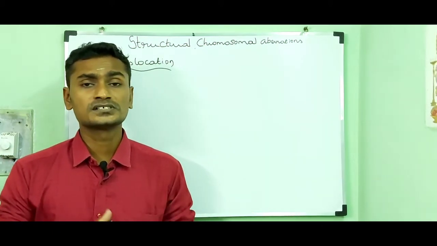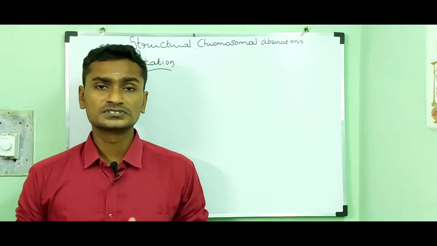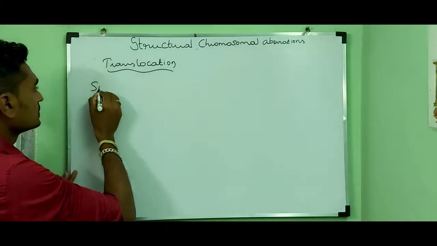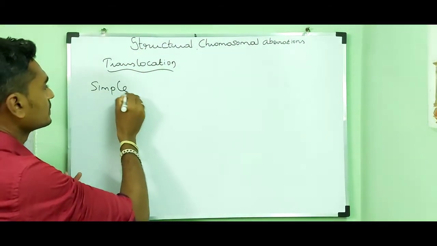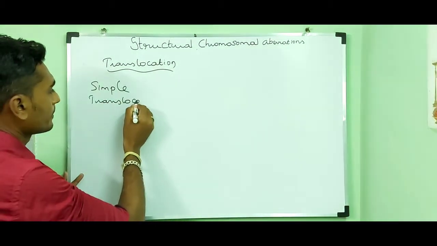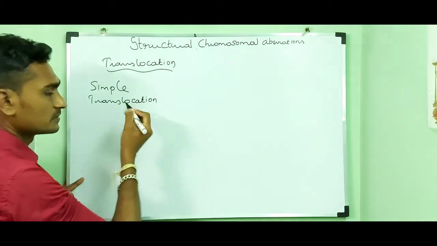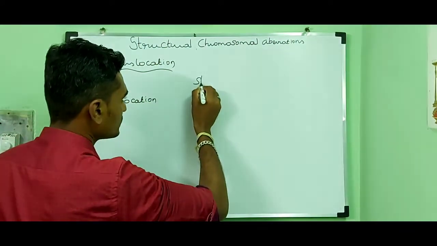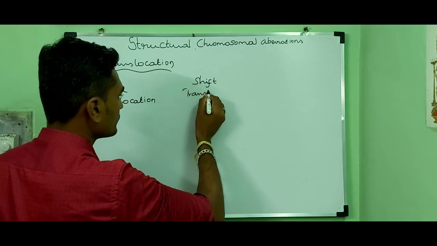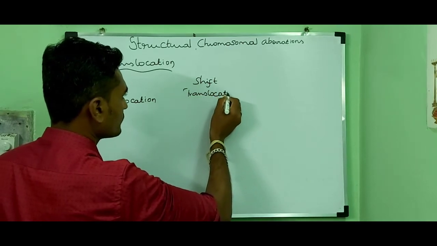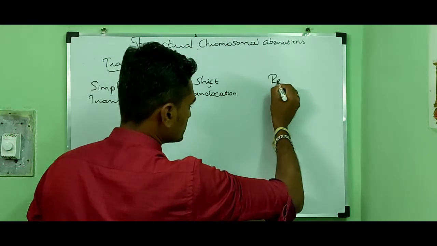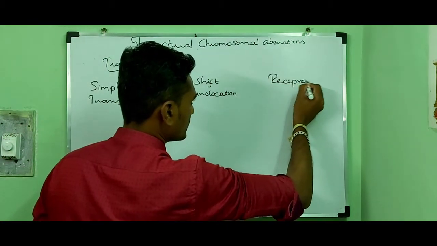Then translocation can be divided into three types. They are simple translocation, then shift translocation, then reciprocal translocation.